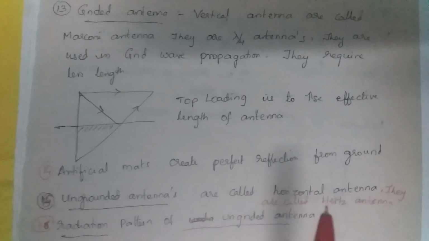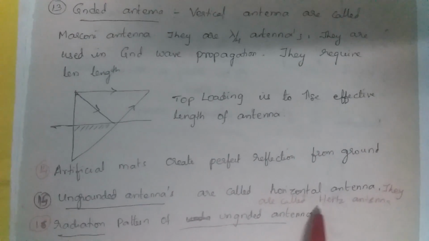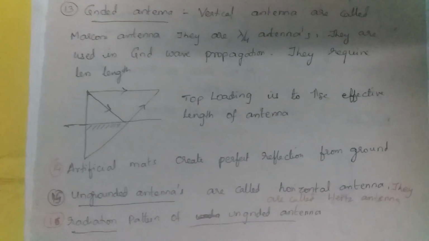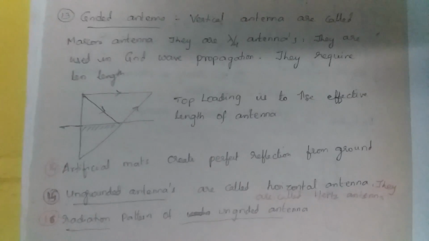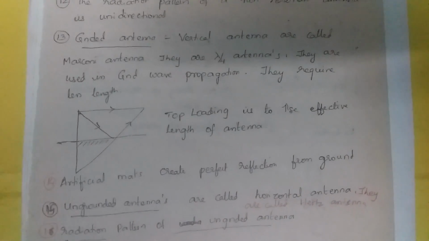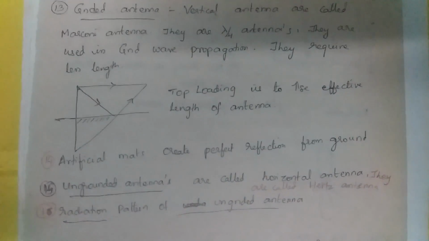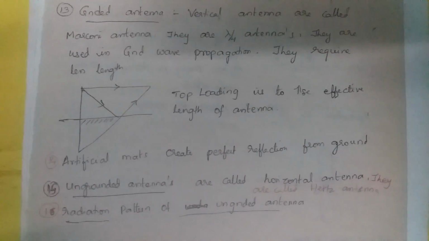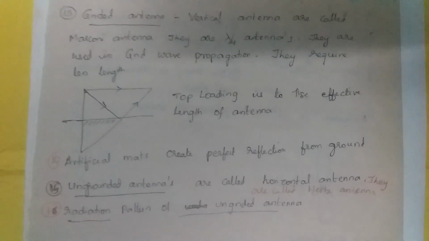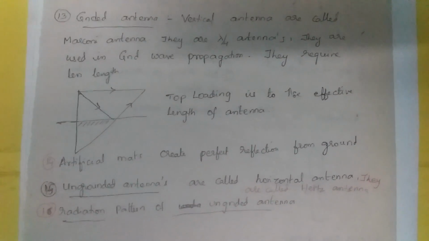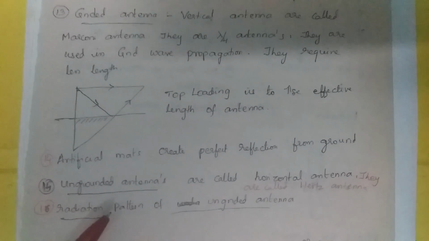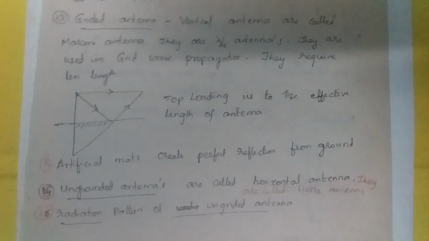So ungrounded antennas are called horizontal antennas and they are also called Hertz antennas. So in case of ungrounded antennas, what we see is, for example, if you have a lambda by 2 line, it appears that the radiation pattern is due to 2 lambda by 2 lines. How? An image of it is formed beneath it at a distance equal to the length of the antenna, and because of this you have direct radiation from the actual antenna and there is reinforcement of radiation from the image antenna. So hence the total net effect is reinforcement.